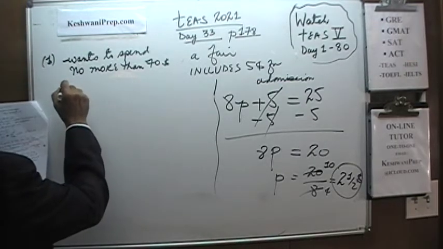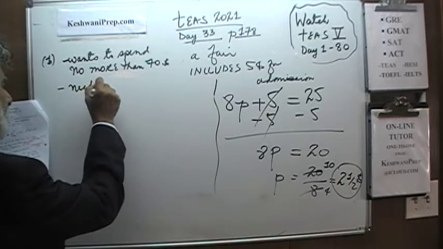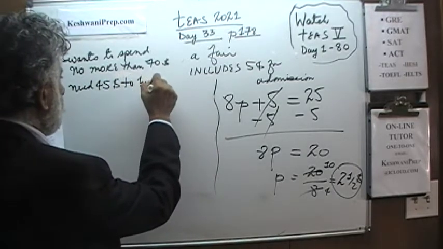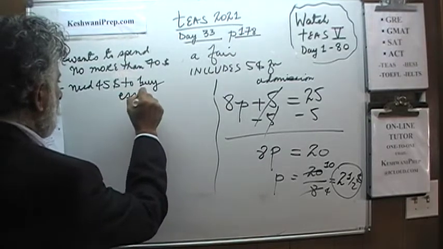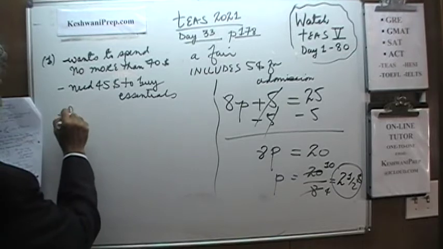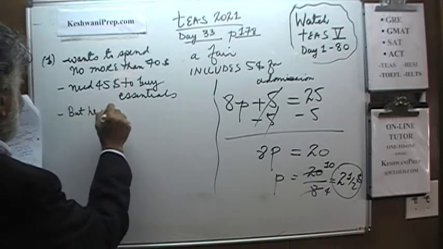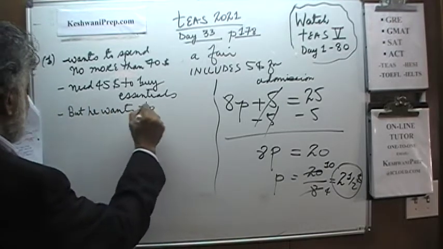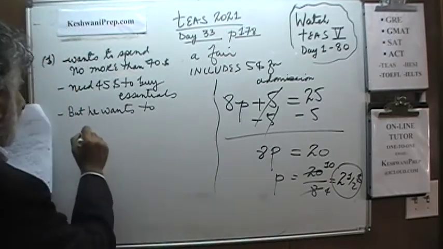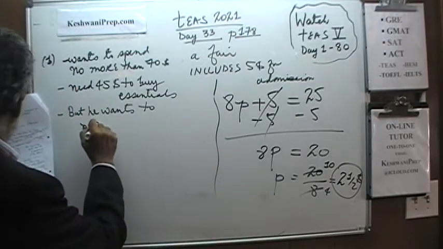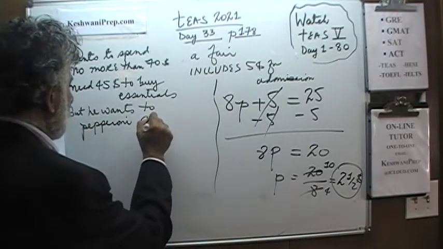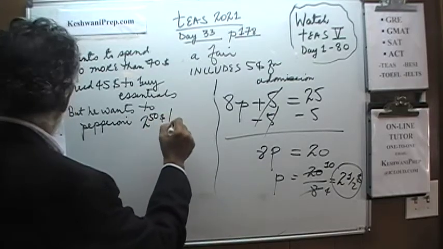We are further told that the person needs $45 to buy essentials. But he wants to buy one item which is not an essential. He wants to buy pepperoni, which costs $2.50 per pound.